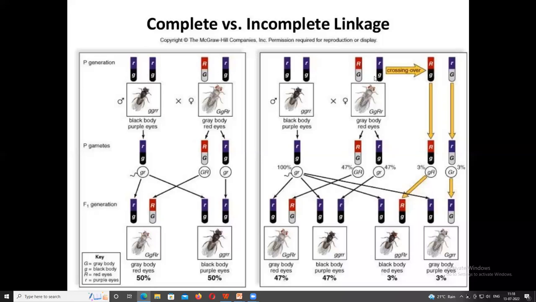Between A and B, the distance between A and B makes crossing over possible. As we see, first crossing over at this point, crossing over at this.